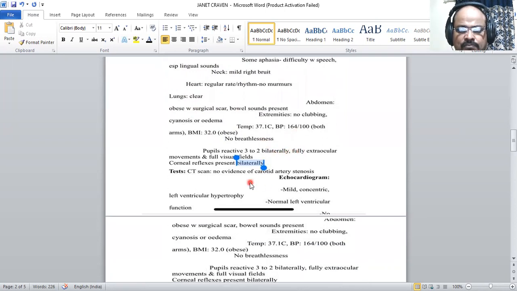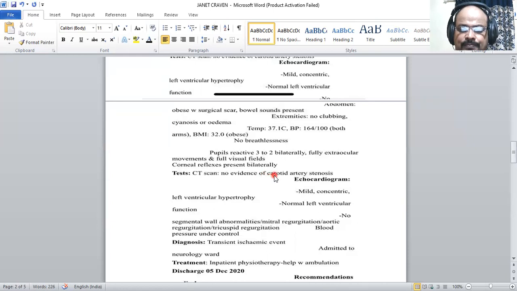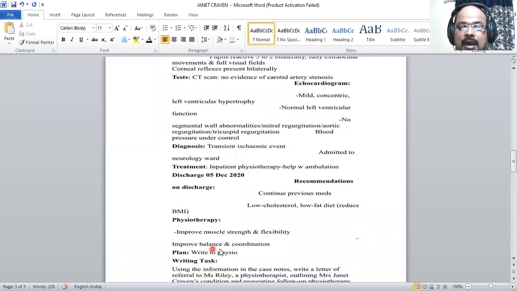She has left ventricular hypertrophy, and she had an echocardiogram. We have segmental wall abnormalities, mitral regurgitation, aortic regurgitation, tricuspid regurgitation, blood pressure under control. Diagnosis: transient ischemic event, admitted to the neurology ward. Inpatient physiotherapy, help with ambulation, very important. We have given discharge on 5th December, that's today's date. Continue previous medication, low cholesterol, low fat diet, physiotherapy to improve muscle strength, flexibility, balance and coordination.